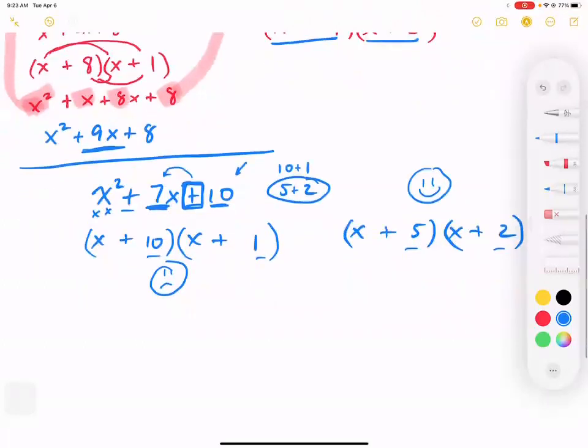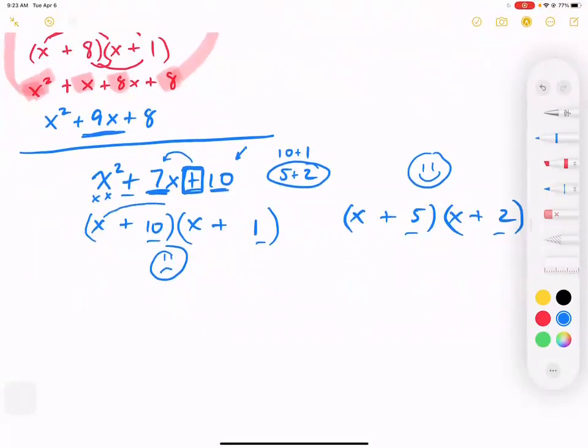Let's double check it. If I multiply front times front, that is x squared. X times 1 is 1x. 10 times x is 10x. And automatically, hopefully you can see that x and 10x do not make 7 already. And 10 times 1 is 10. Do these make 7? Nope. We know this is going to be 11x. So not the right problem.